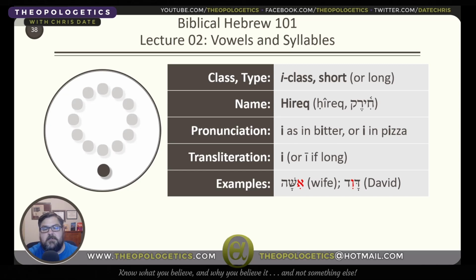So you will hear people pronounce it I, and you'll hear people pronounce it E. I tend toward the E sound. Sometimes I'll pronounce it fast like I. It is transliterated using the English letter I, or if it's long, it will be transliterated using the English letter I, but instead of a dot, there'll be a line over it. And examples of words that have the hirek in it are Isha, meaning wife, and David.